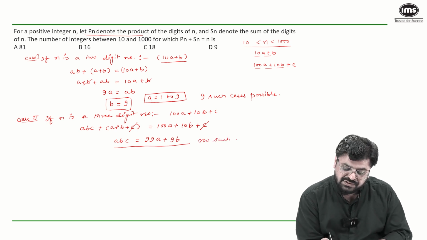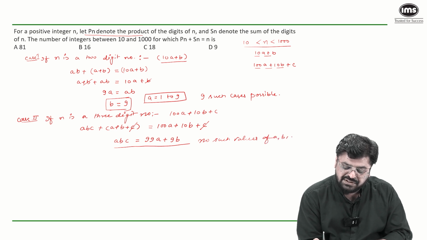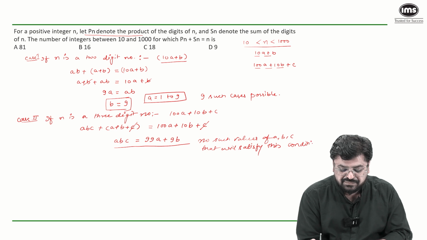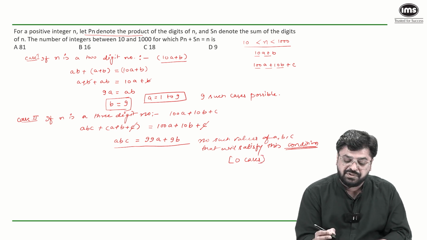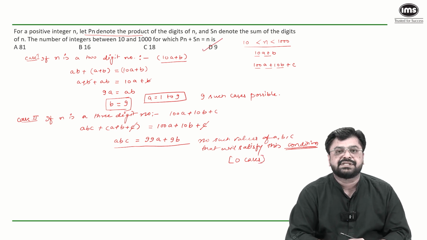No such values of a, b, c that will satisfy this condition. So no cases, 0 cases here. Okay, which means there are only 9 such numbers possible.